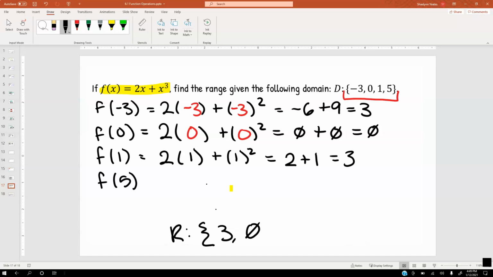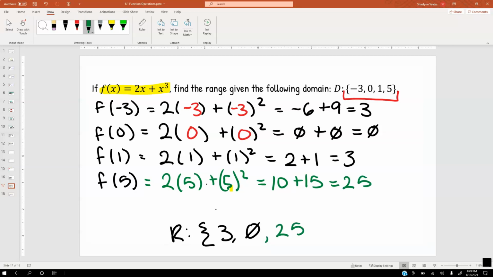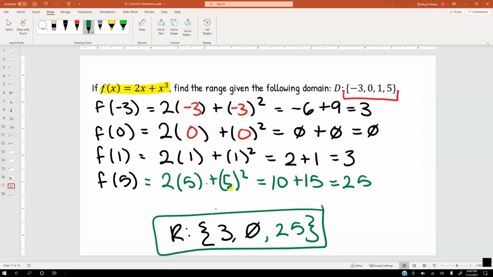All right? And then we're going to do this last one. So we've got f of 5. So we're going to do 2 times 5 plus 5 squared, which is 10 plus 15. Well, 10 plus 15 is 25, so the next range value would be 25. And we close it off. There's my range for that list of domain values.